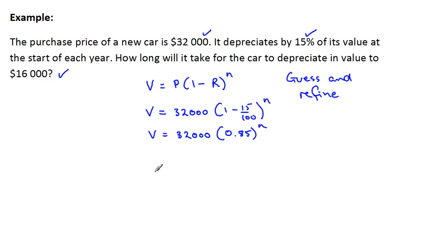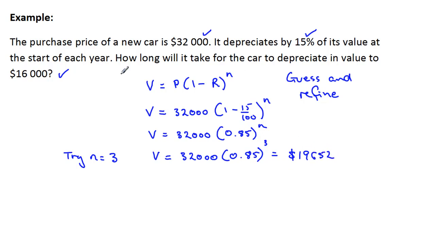So the guess and refine method says we don't know what n is, so let's guess. Let's try 3 years. Let's say we estimate that it will take 3 years to do that. In this case, if we put 3 in as our value of n, it's worth at the end 19,652, which tells us, because we want to see how long it's going to take to get to 16,000, we've still got more time. So let's try another year.